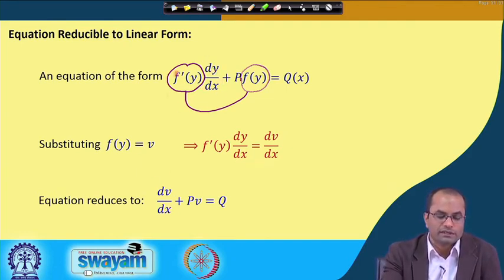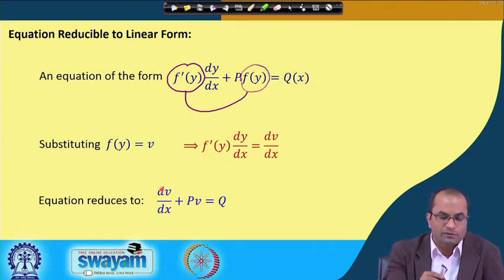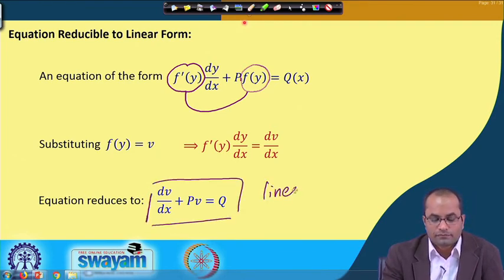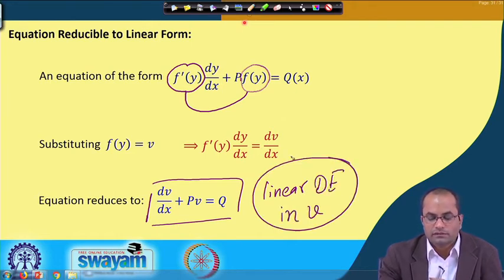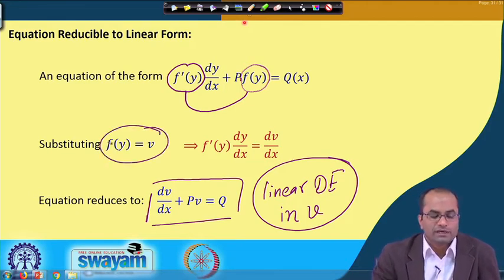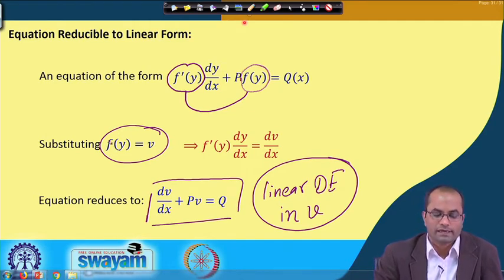So, the new equation after this substitution reduces to dv over dx plus p times v, where f of y is substituted as v, and the right hand side is equal to the q which is given there. What we observe now is that this equation is a linear differential equation, linear in v. So, this is a linear differential equation in the variable v, which we can solve for v, and later on we can substitute v as f of y and write down the solution in the form of y and x.